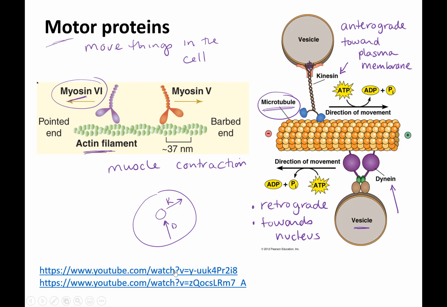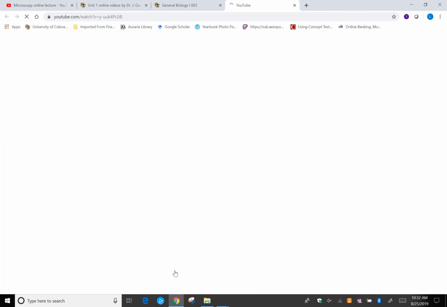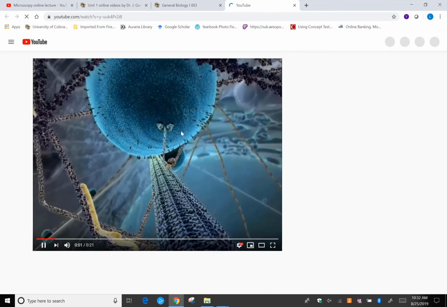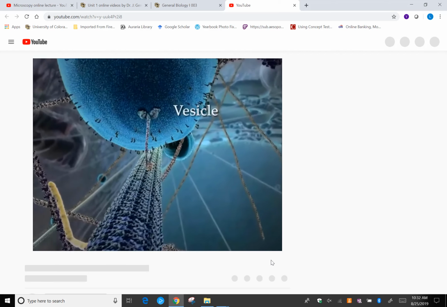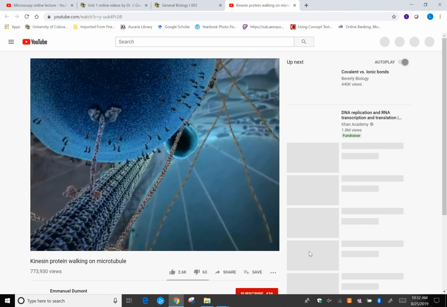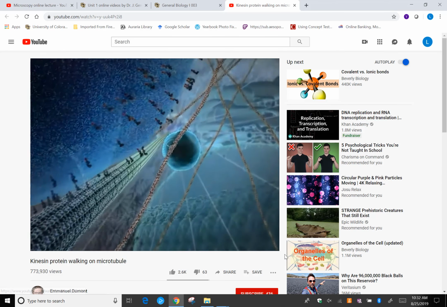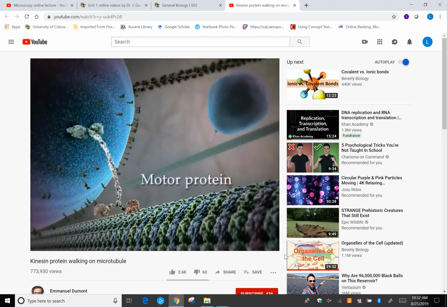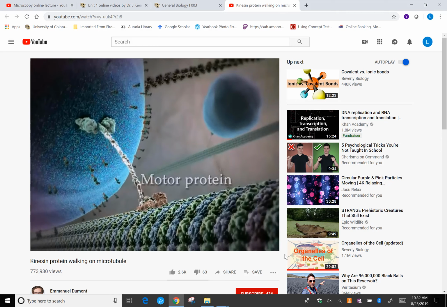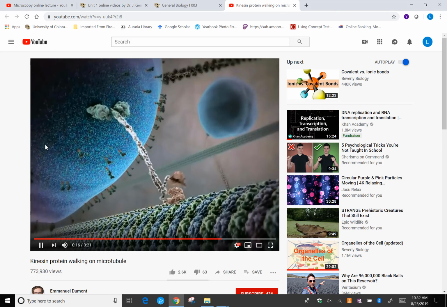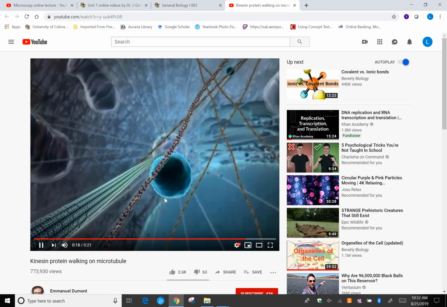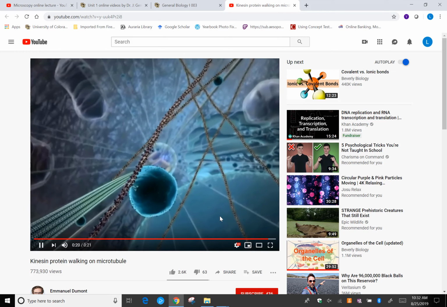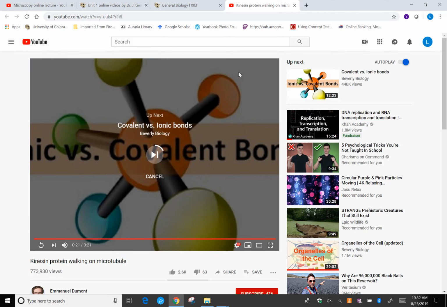We're going to see if this works. This first video shows kinesin taking a vesicle. And remember, kinesin's going to move towards the plasma membrane. So it has a vesicle with all these little proteins, and it's chugging along this microtubule toward the plasma membrane.